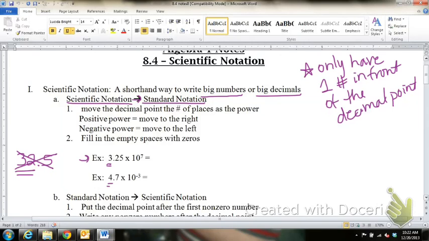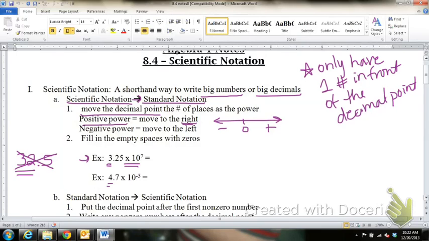Scientific notation always has times 10 to some power. And all the times 10 means is that you're going to move your decimal point. Every time you multiply by 10, it moves the decimal point one place. If you're multiplying by a positive power, you move to the right. Think of a number line: positive numbers are on the right, and negative numbers are on the left. So if you have a positive power, you go to the right. If you have a negative power, you go to the left. And any empty spaces you get, you just fill in with zeros.